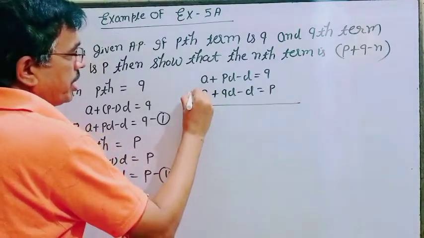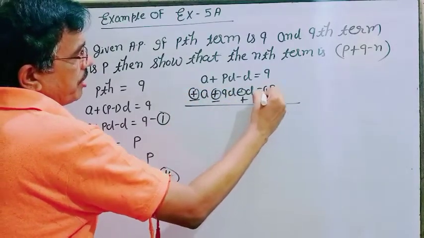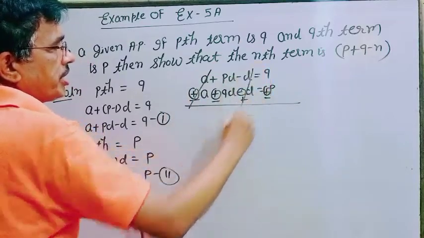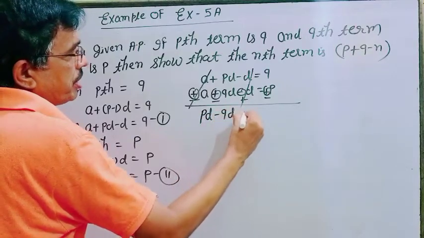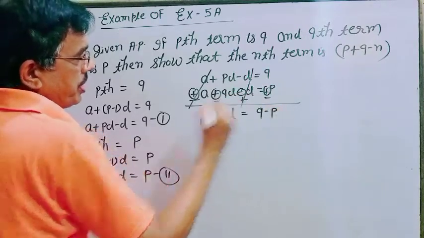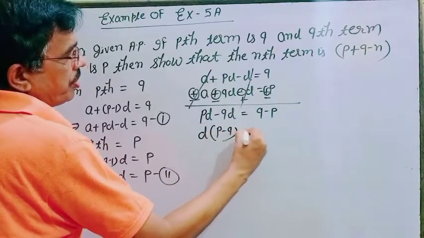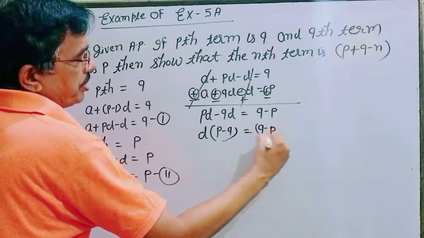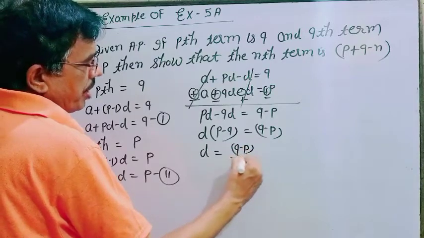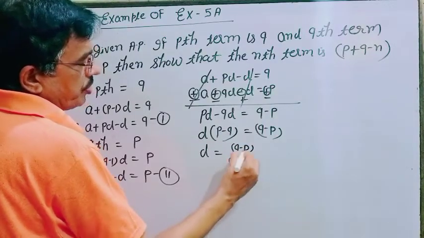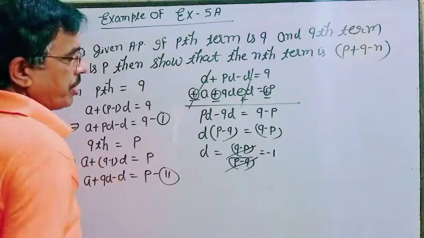I write here a plus pd minus d is equal to q, and a plus qd minus d is equal to p. You subtract it, then this a cancels and this d cancels. So your equation is pd minus qd is equal to q minus p. You take d as common. So p minus q, here is q minus p. So what is d? The d is equal to q minus p divided by p minus q. Both are different, one is q minus p, another is p minus q, so it is cancelled by minus 1 times.